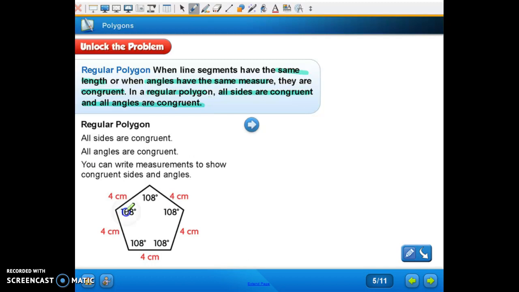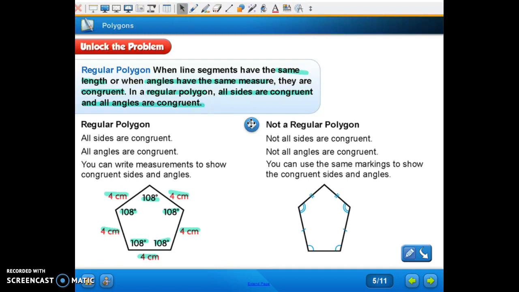That's this 108. Every angle, if I measured it, would be 108. And then they measured the sides to be all 4 centimeters. Okay, this one is not a regular polygon. Not all sides are congruent and not all angles are congruent.